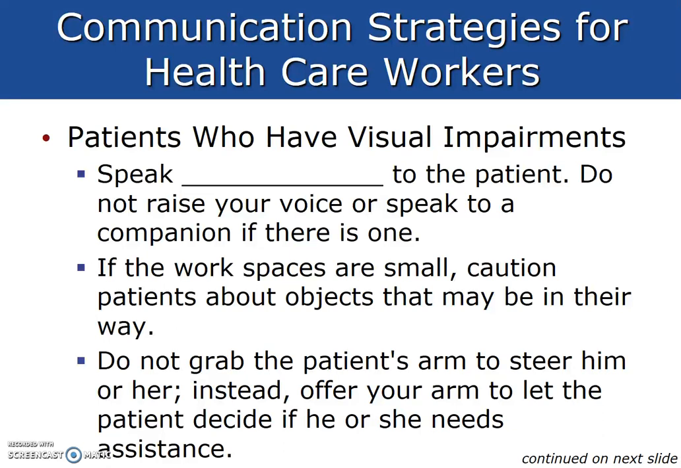For patients who have visual impairments, we're going to speak directly to the patient. Do not raise your voice or speak to the companion if there is one. If the workspaces are small, caution patients about objects that may be in their way. We do not grab the patient's arm to steer him or her. Instead, offer your arm to let the patient decide if he or she needs assistance.